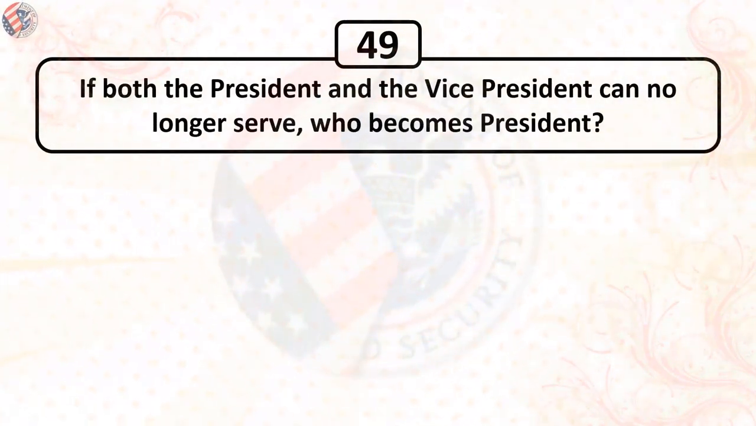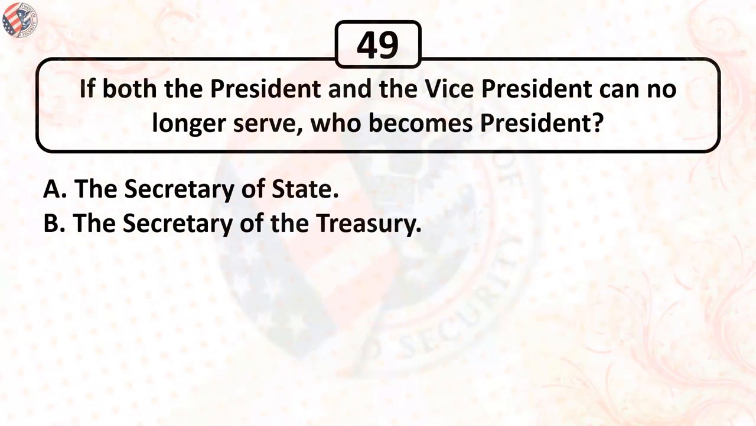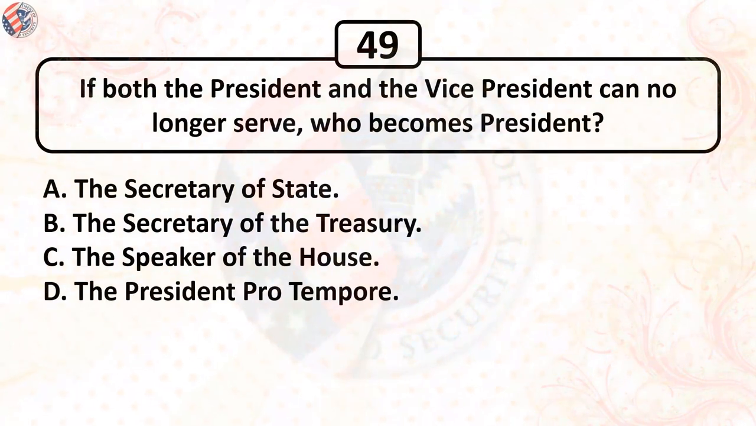If both the president and the vice president can no longer serve, who becomes president? A. The Secretary of State. B. The Secretary of the Treasury. C. The Speaker of the House. D. The President pro tempore.